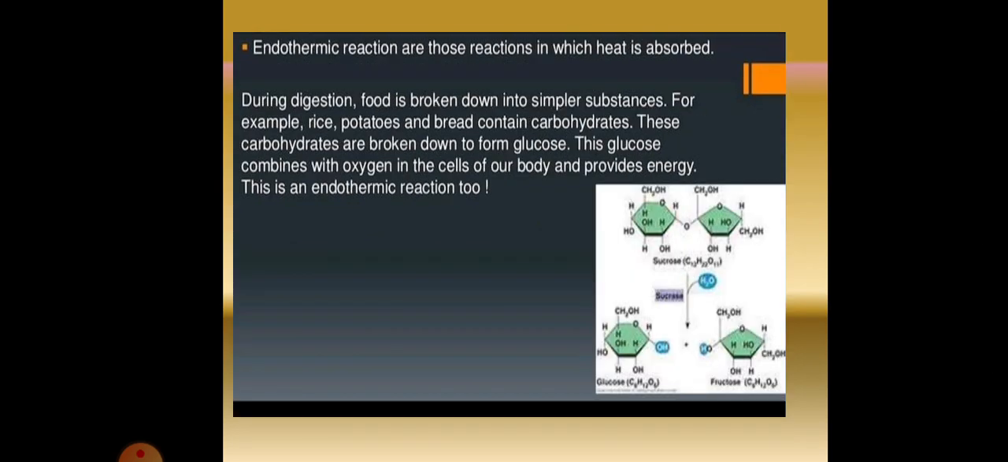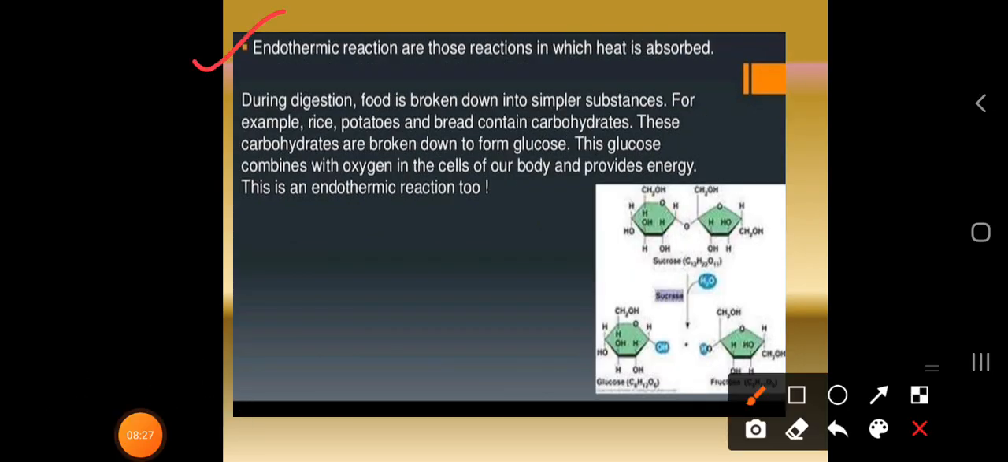Okay, now let's talk about the endothermic reaction. The endothermic reaction is quite the opposite of the exothermic reaction. Endothermic reactions are those reactions in which heat is absorbed. In the exothermic reaction heat is released, but in the endothermic reaction heat is absorbed. So keep in mind the difference between the exothermic reaction and the endothermic reaction.